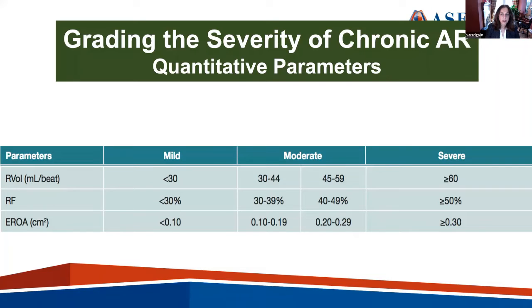Here are the cutoff values for chronic AR severity using the parameters that we just talked about. In the case of mild regurgitation, a regurgitant volume less than 30 mLs per beat is mild, a regurgitant fraction less than 30%, and an EROA of less than 0.1 centimeters squared. On the severe side, a regurgitant volume greater than or equal to 60, a regurgitant fraction greater than or equal to 50, or an EROA greater than or equal to 0.3 are the values for severe, and then everything in between is moderate.